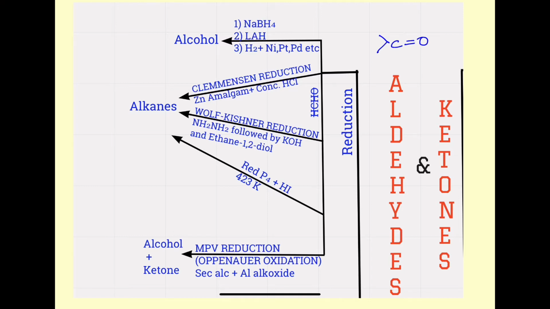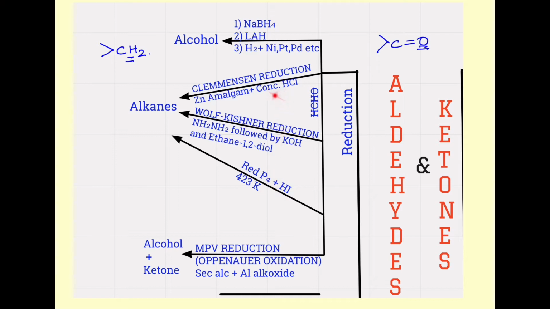This carbonyl group is getting converted into a CH2 group, right? So one oxygen is being replaced by 2 hydrogens by the process of reduction. Then what is the difference in the three of them? Of course, red phosphorus and HI are standard reducing agents.